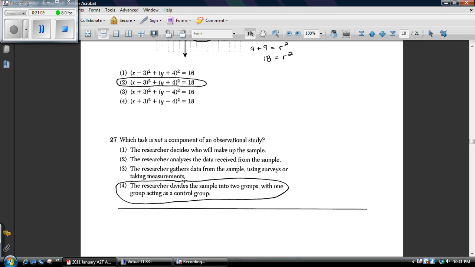The researcher divides the sample into 2 groups, with one group acting as a control. No. This is an example of how you would do what's called an experiment. Okay? An observational study, you are just looking and observing. Okay? You can decide who you are looking and observing, right? But you can't actually touch them. And that's what this is doing. This is a no-no.